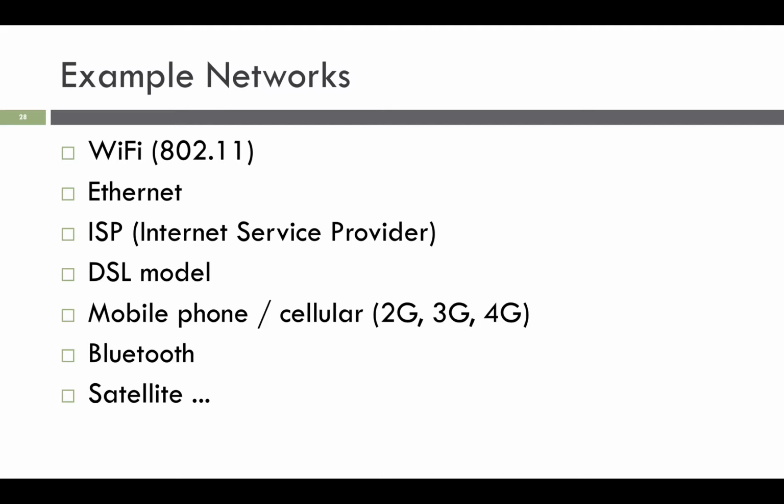There are many different types of computer networks of various sizes. Wi-Fi networks connect hosts to an access point. Ethernet connects devices on a local area network. A DSL modem connects to the ISP. 3G or 4G connect mobile devices to a cellular network, and Bluetooth connects to another device. A satellite network connection allows someone to access the internet regardless of location.